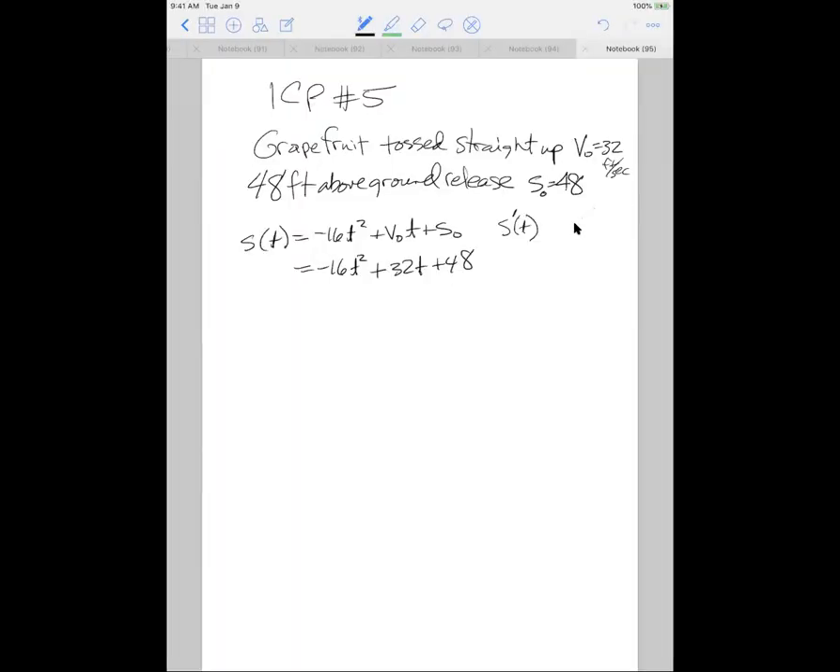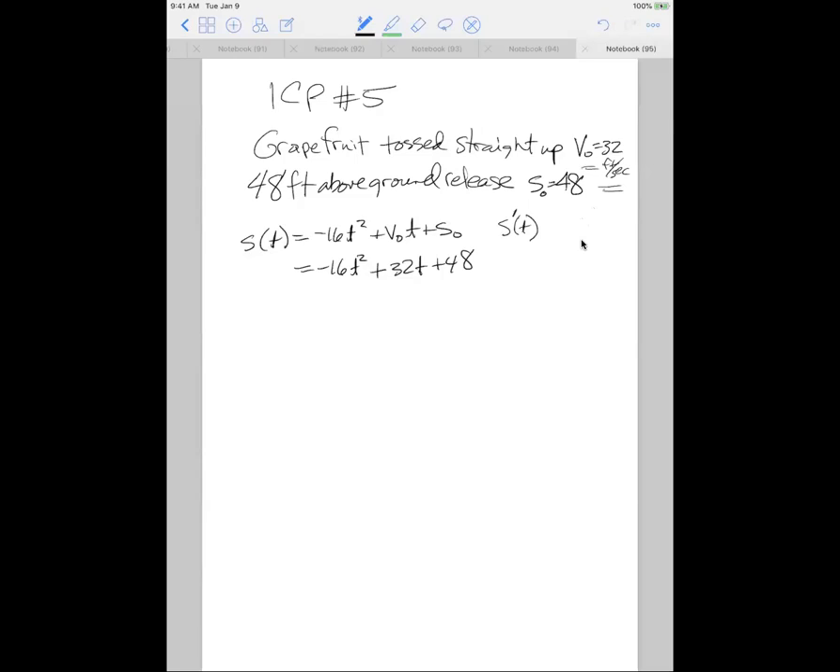Let me put the initial problem onto the iPad. The grapefruit was tossed straight up, and the initial velocity was 32 feet per second. It was released from 48 feet above the ground, the top of a building or something like that. So the initial velocity, v sub 0, was 32.